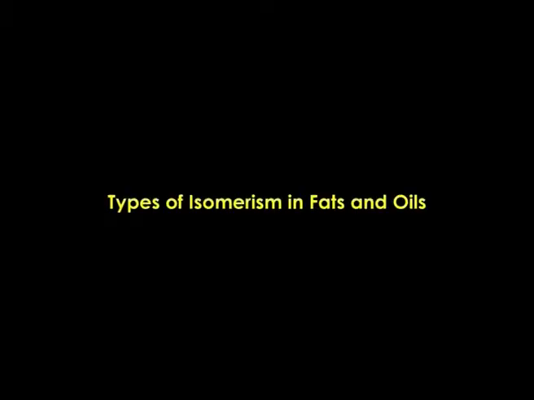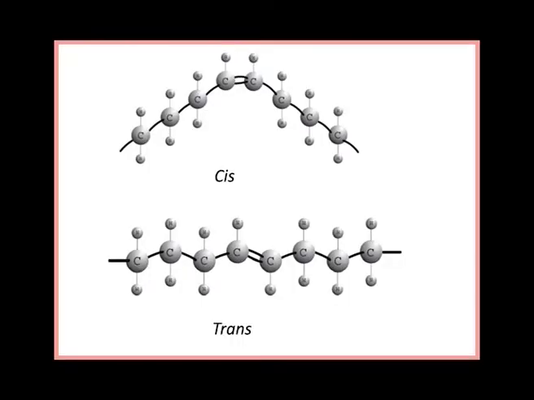Having understood what isomers are, let's highlight the types of isomerism found in fats and oils. Fats and oils show two types of isomerism. Number 1. Geometric isomerism. Unsaturated fatty acids can exist in either the cis or trans form, depending on the configuration of the hydrogen atoms attached to the carbon atoms joined by the double bonds.